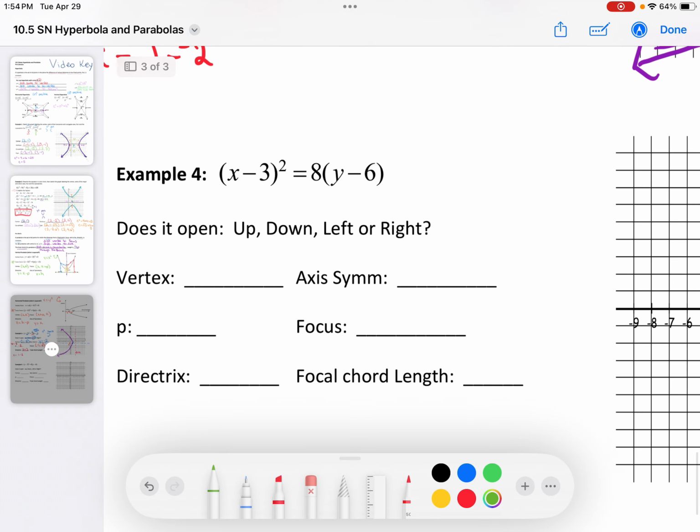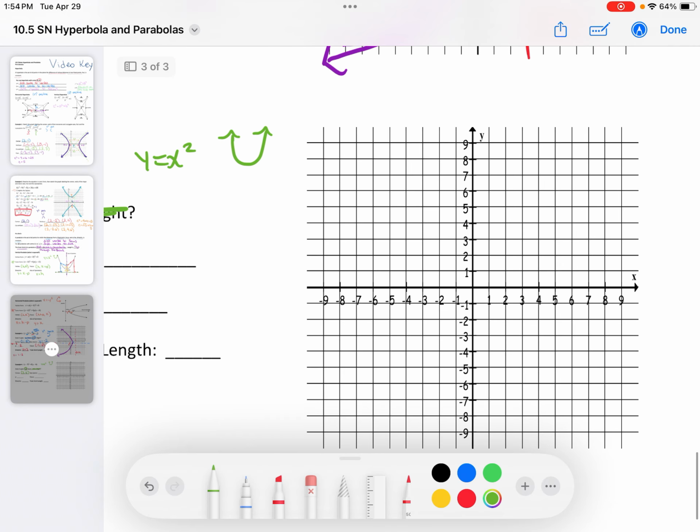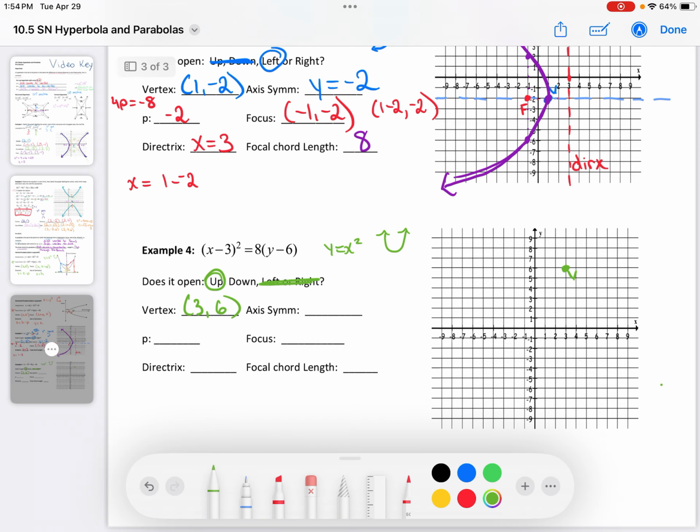Now, let's check out 4. The x is squared, so this is a y equals x squared parabola. It's going to open up and down. This 8 is positive, so it's going to open up. The parabola will open upwards. So the vertex is HK. The x-coordinate is with the x. It's going to be 3. The y-coordinate is with the y. It's going to be the 6. So 3, 6 is our vertex.